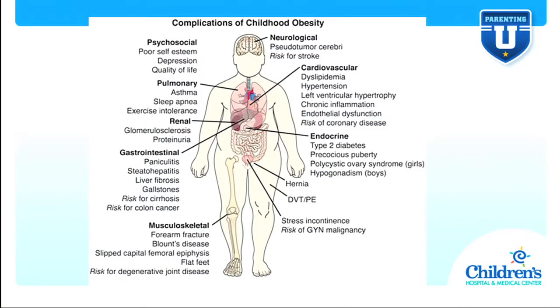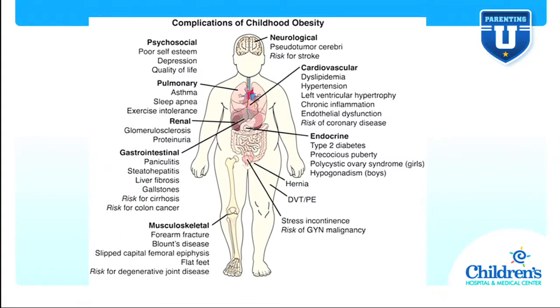This slide gives you an idea of all the different types of disease processes that can go on due to excess weight. The symptoms can be diminished or improved just by diet and exercise changes alone. So that is a whole lot of stress we're putting on our kids' bodies.